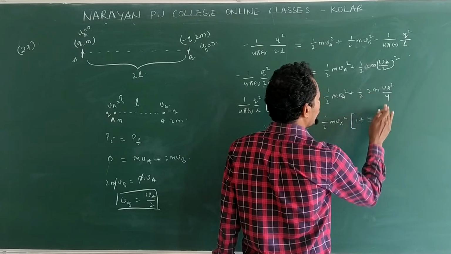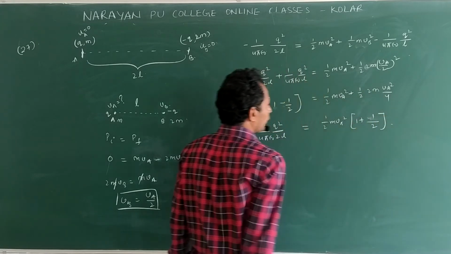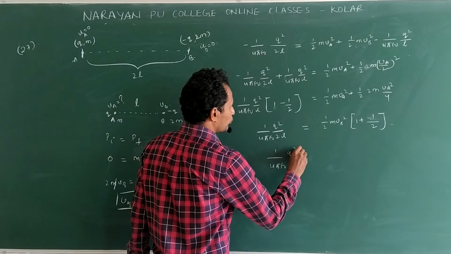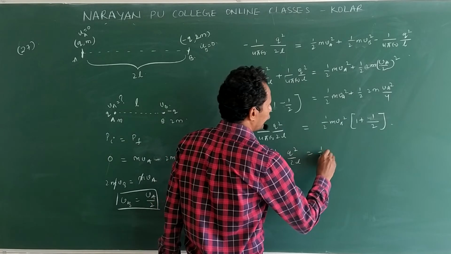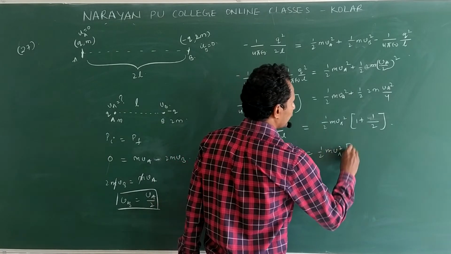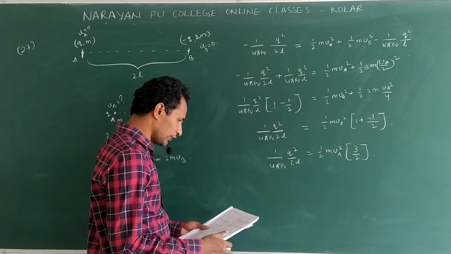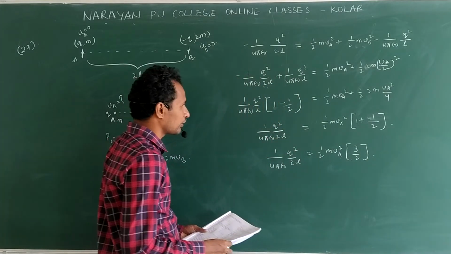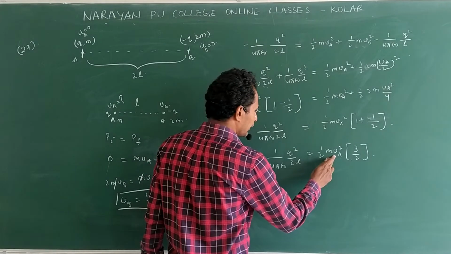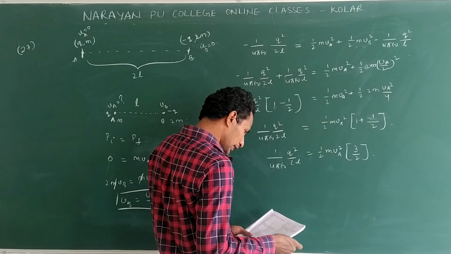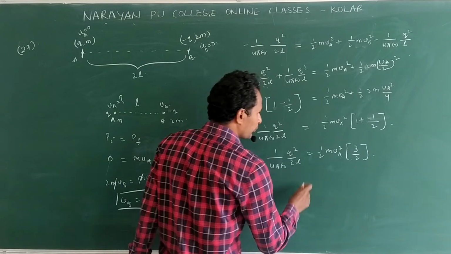We have a 2 by 4. 2 by 4 means 1 by 4. So 1 by 4 pi epsilon naught q square by 2l, half m Va square. This is 3 by 2. Now rearrange, we will get the answer. They are asking Va. Now we will make it simple.